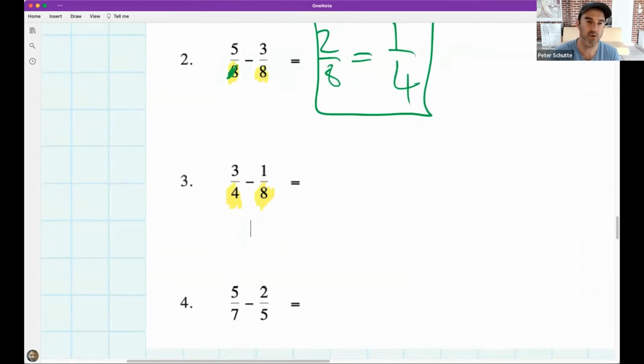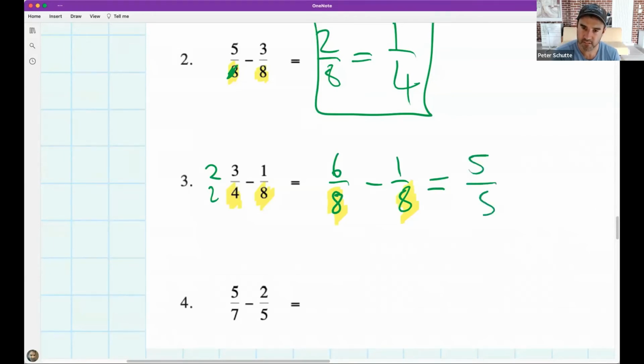3/4 into an equivalent with a denominator of 8. And so what I'm going to do is multiply the top and bottom by 2. And that is then going to make it 6 over 8 minus 1 over 8. And look how wonderfully simple that is. Because this fraction over here, 6 over 8, has the same denominator. And I did it by just simply choosing the right number to multiply top and bottom by. And so I'm going to get 5 over 8.